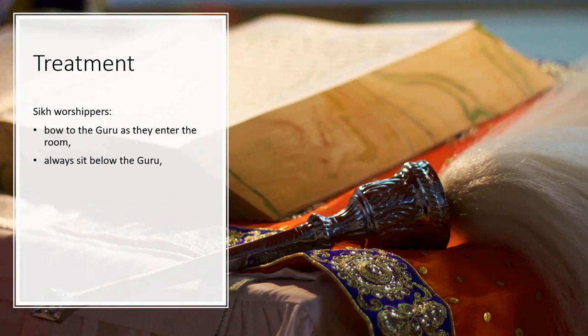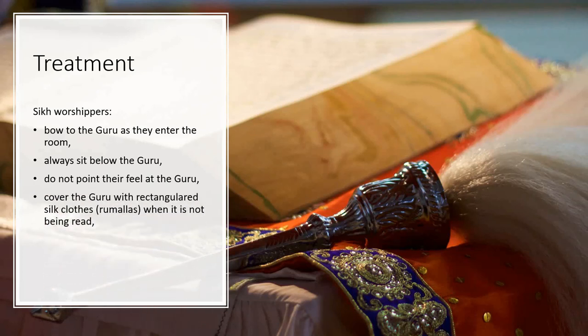Sikh worshippers always sit below the Guru. That is to say, the Guru Granth Sahib is always on a platform above the worshippers. Sikh worshippers don't point their feet at the Guru. When they sit down, they have to sit slightly sideways so their feet are pointing elsewhere.